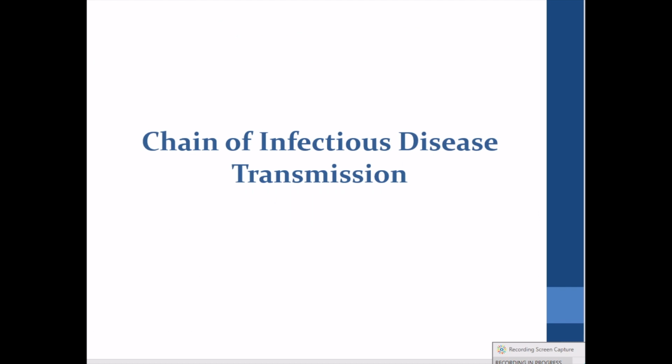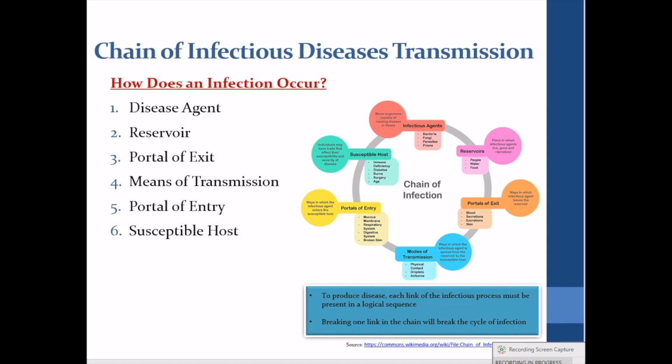The chain of infectious disease transmission explains how infectious diseases are transmitted. According to this paradigm, for an infectious disease to be transmitted, each link in the chain must be present in a logical sequence. First, the agent leaves its reservoir or host through a portal of exit. It is conveyed by some mode of transmission and then enters through an appropriate portal of entry to infect a susceptible host.